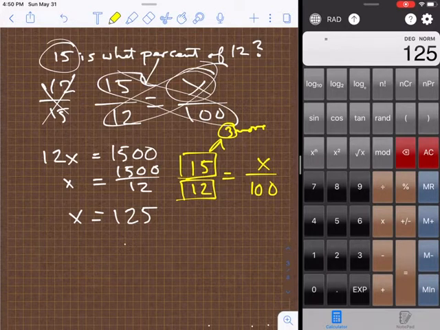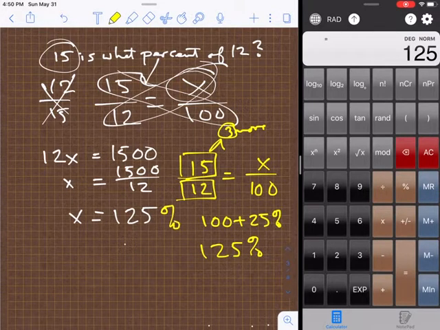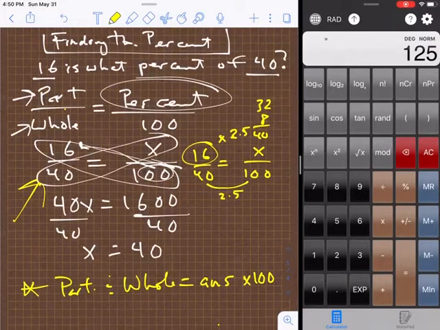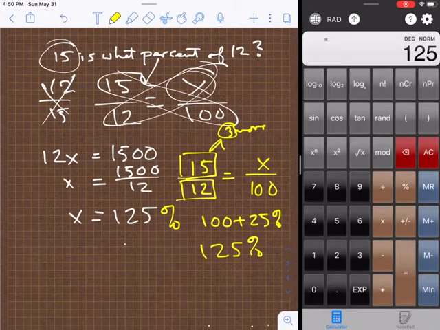So this means that this is a whole plus another quarter of 12. Well, what's a quarter of 100? Well, a quarter of 100 is 25. So it means that it's going to be 100 plus another 25%. So that's how you would get your 125%, right? I should put my percent signs on these. I've been a really bad math teacher. Percents, all right? So that's how these work.